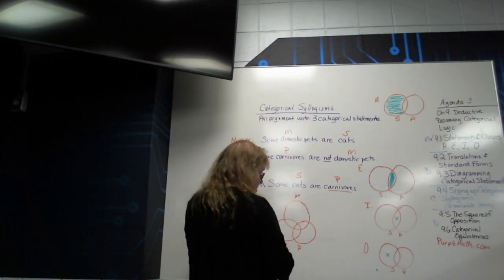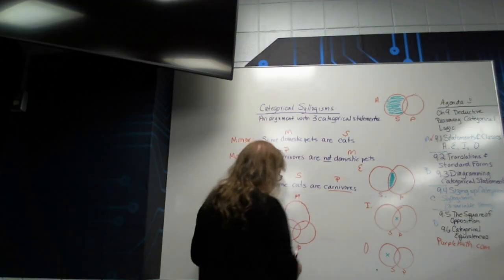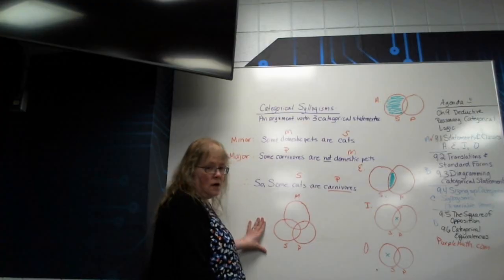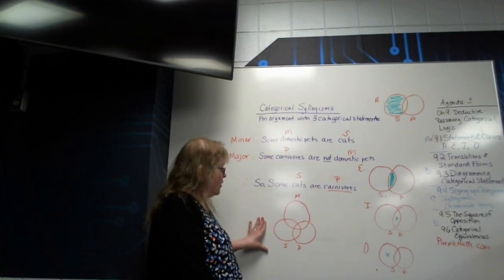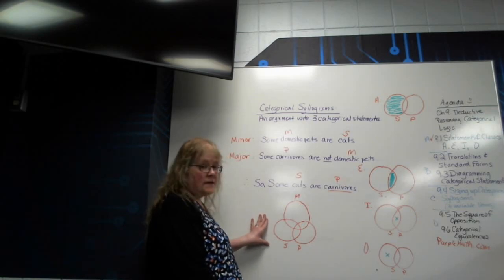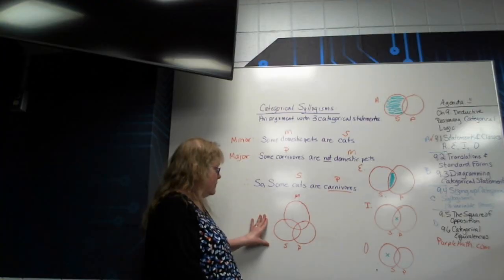My M's usually look a little oblong because that's just how I am. So that's how you draw your three variable Venn diagram. And it should always look like this when you start out. Always, always, always, okay?